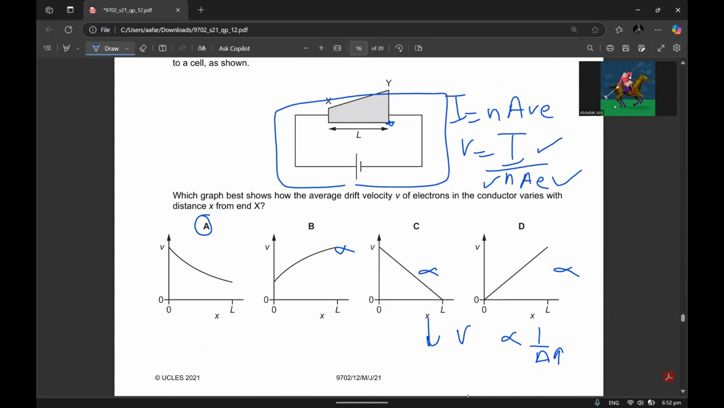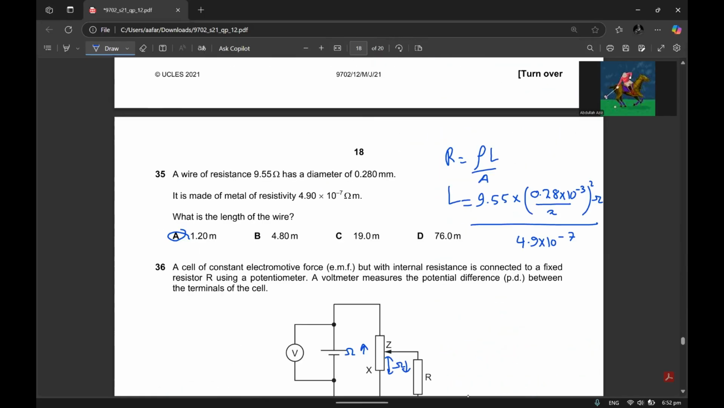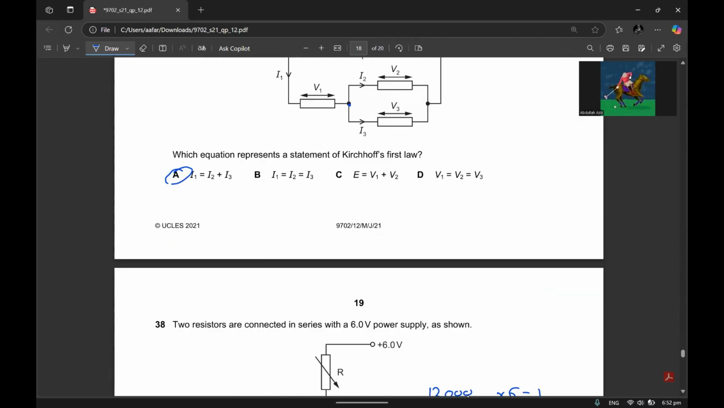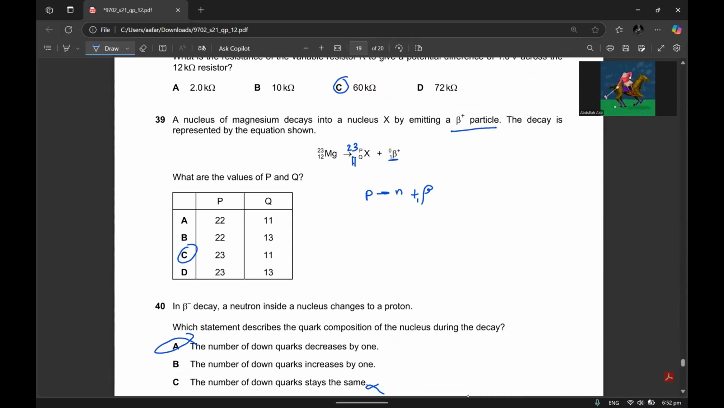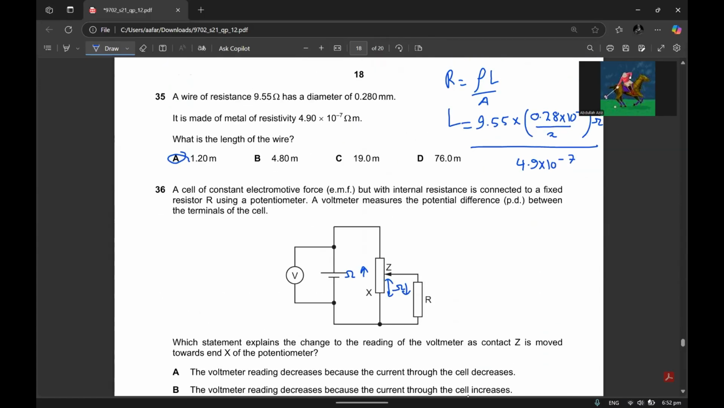Yeah, we'll also do this. This was wrong because drift velocity cannot be zero. Okay. So let's come back to the question which we again skipped. Okay, this one.